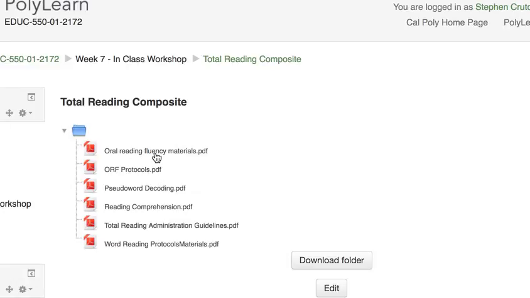So here's the reading fluency materials, the reading fluency protocols, the pseudo word decoding, and the reading comprehension. The total reading administration guidelines for all the subtests are here. And here's some word reading protocols. So I separated some of these out because, for example, on the oral reading fluency, you have to show different passages. So all the passages are there, and you would show certain passages, depending on the grade level of the student.